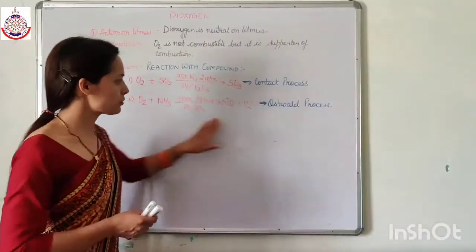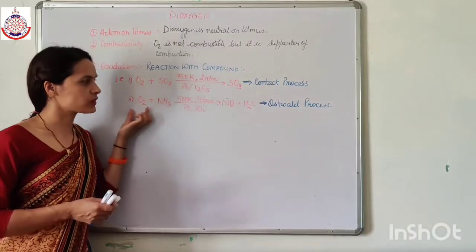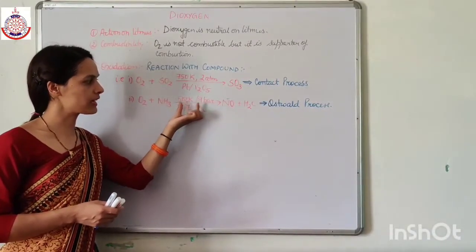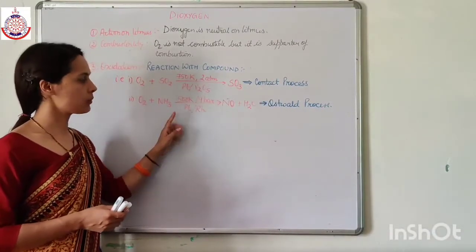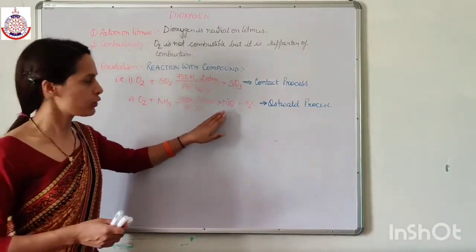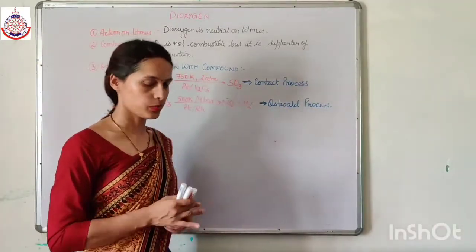So this is the base method in which ammonia reacts with dioxygen at 500 Kelvin, 9 bar pressure, in the presence of platinum and rhodium to form NO plus H2O.